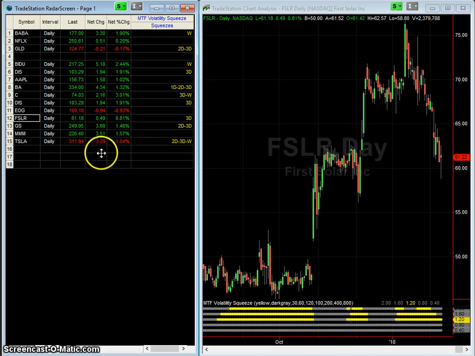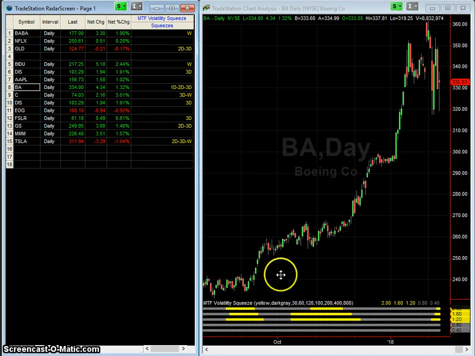Just to show you, I think Boeing had a good visual indication of how this can be used. You can see right here we had a nice consolidation period. Right here it indicated a 1, 2, 3 day volatility squeeze, and boom, a nice move up. Again, another nice consolidation period, and then boom, obviously a nice move up.